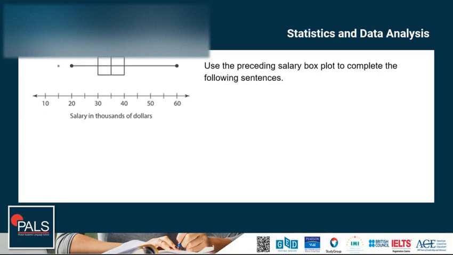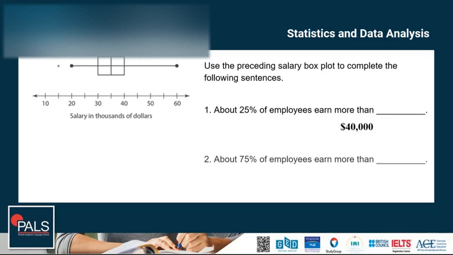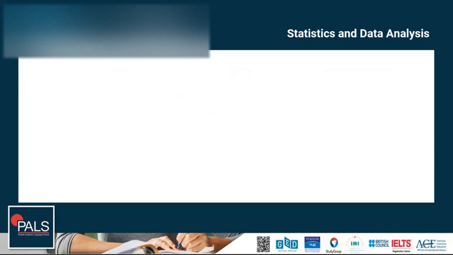Now let's use the graph to complete the sentences. Okay? About 25% of the employees earn more than $40,000. About 75% of employees earn more than $30,000. Now let's proceed to histograms.